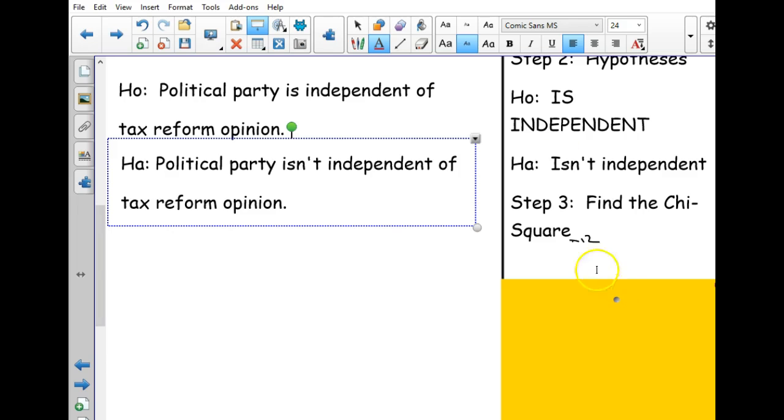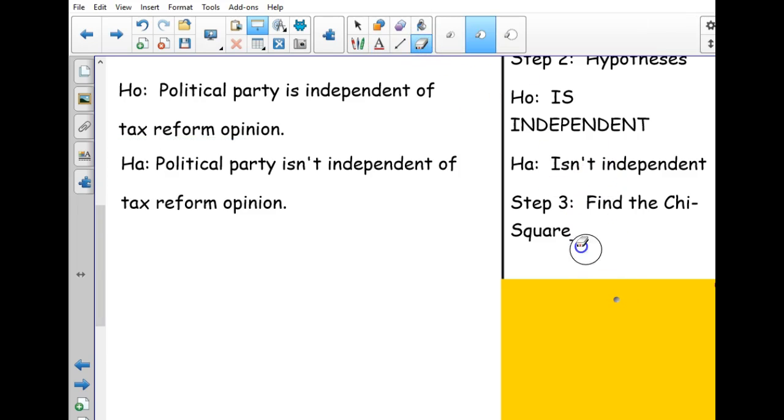Okay, so step 3 is we need to find the chi-squared value. The chi-square formula stays the same for everything. It's over on the board, and it's that sigma. Sigma means sum, so it's the sum of the observed counts minus the expected counts, squared, divided by the expected. So let's write it down.